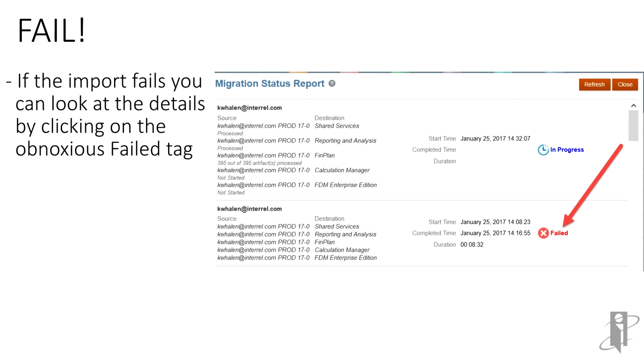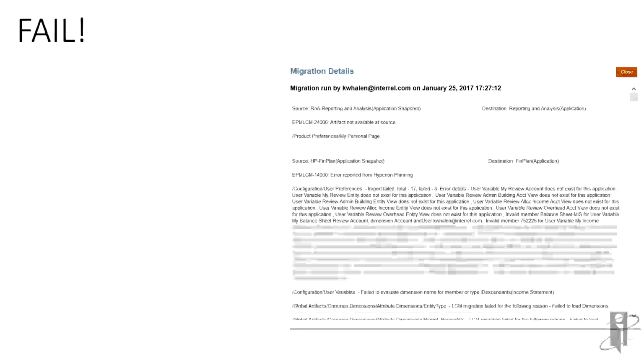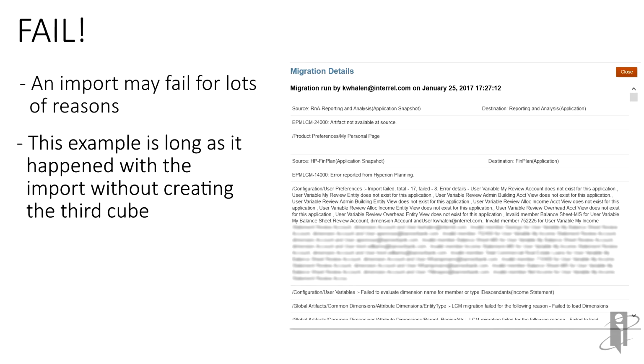I wonder if there's some information there. Let's click on that failed sign and see what it has to say. Look, details on my failure. Way to rub it in, Oracle. Oh wait, actually this is pretty helpful. I can find out that on this one, I forgot to create that third cube. That's why all sorts of things failed.